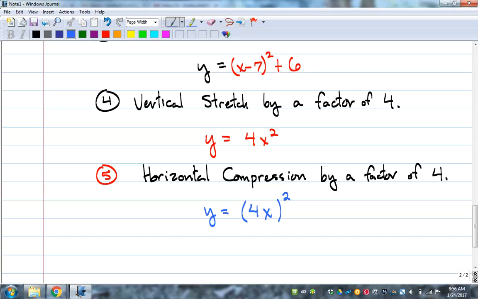That's the thing with graphs. You just get a graph, it's hard to tell what they did to it, because they could have done a horizontal compression by a factor of 4, or that's the same thing as a vertical stretch by a factor of 16. So when we're dealing with the equations, you can tell a lot more about what's going on than you can by just looking at graphs. Right?